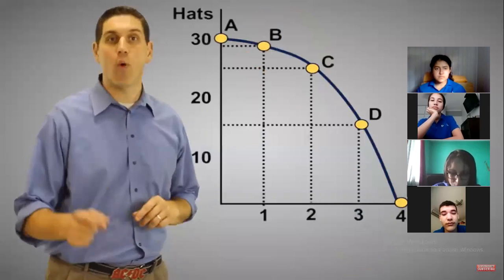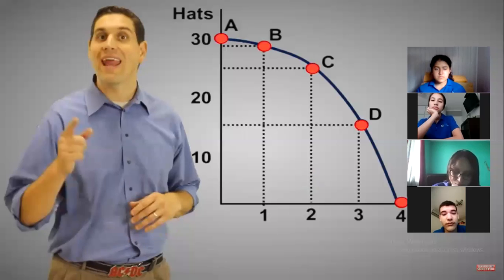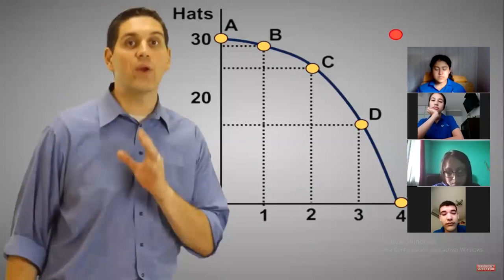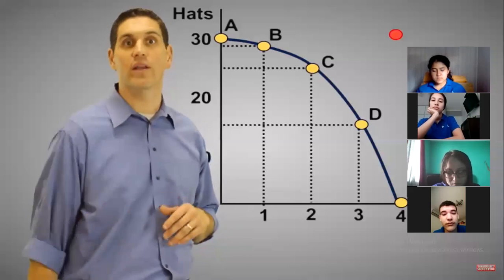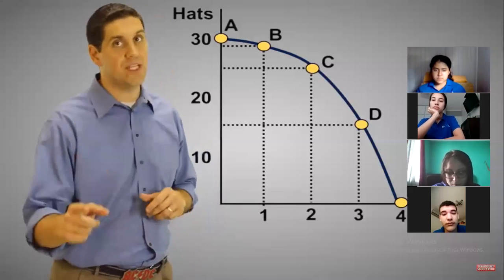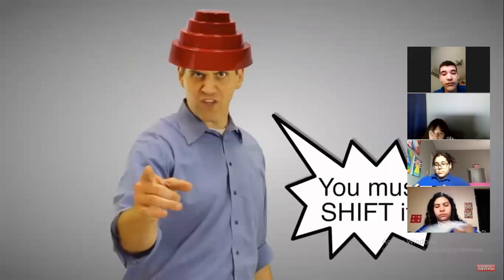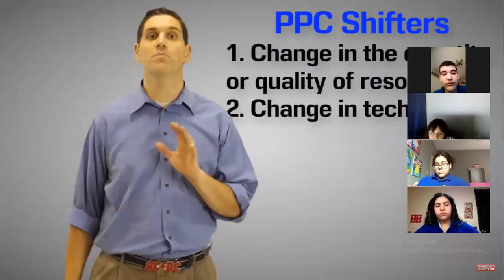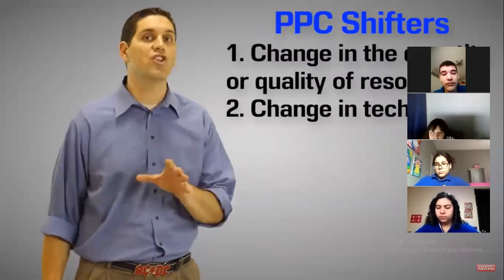We've established that any point inside the curve is inefficient because we could produce more of each good, and any point on the curve is efficient. And we know that a point outside the curve is impossible or not attainable given our current resources. But what if we get more resources? That's right, the production possibilities curve can shift. You must shift it! Now there's two things that shift the production possibilities curve: a change in the quantity or quality of resources, or a change in technology.